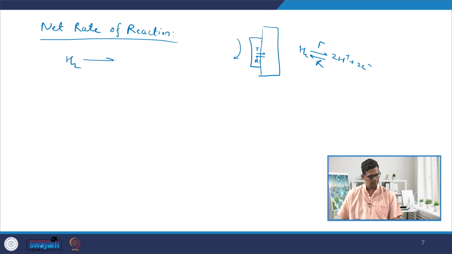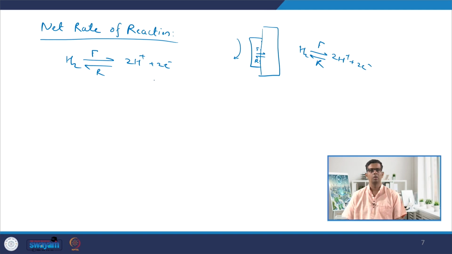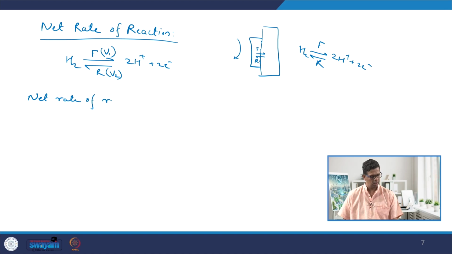So, H2 giving 2H plus and 2 moles of electrons is our forward reaction. The reverse reaction is the combination of protons and electrons forming gaseous hydrogen. The forward reaction has rate V1, and the reverse reaction has rate V2. So, what is our net rate of reaction? The net rate of reaction is V, which is V1 minus V2. We can also write V2 minus V1; it does not make any difference as such.